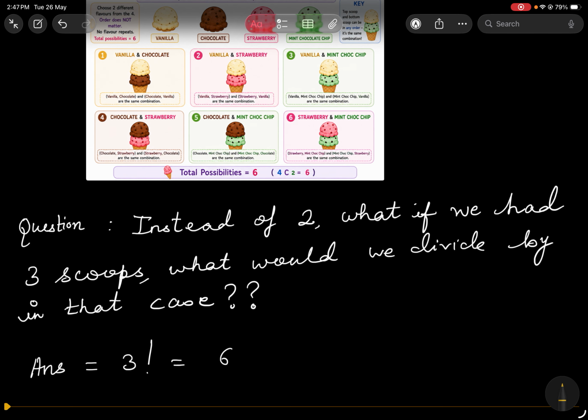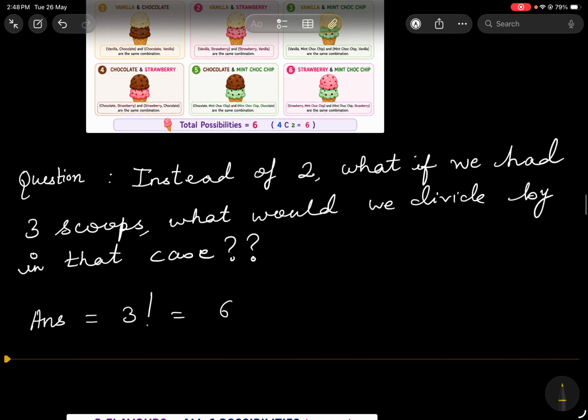All right, so now my question is, we have 2 scoops here, right? Now instead of 2, what if we had 3 scoops to choose from? In that case, what would we divide by? And the answer is the factorial of 3, which is 6.